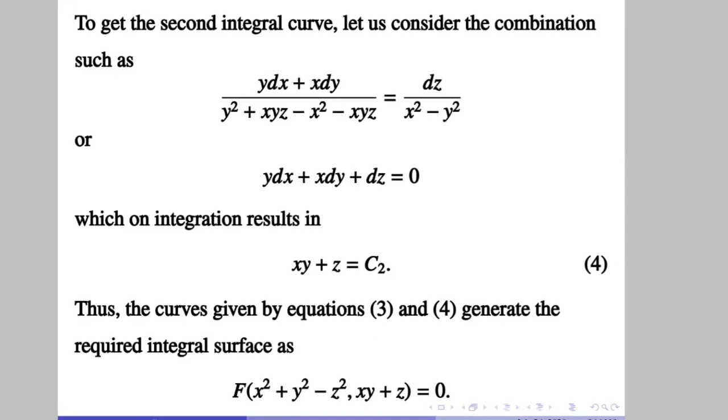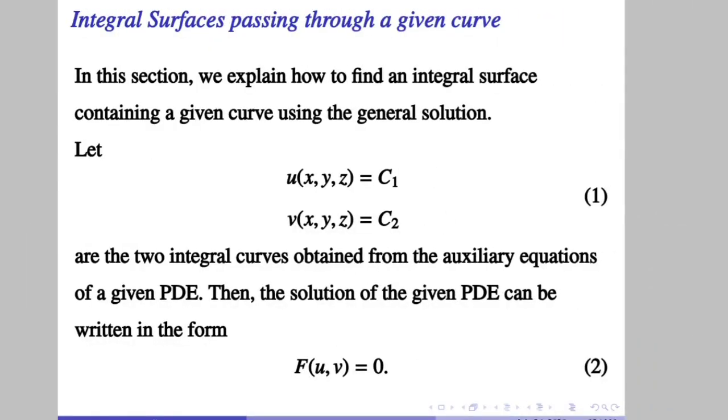To get the second solution, the same way we are combining such a way that it is integrable. So you can integrate this, xy plus z is equal to c2. So then the general solution, the integral surface, is f of x square plus y square minus z square comma xy plus z equal to 0. Next, integral surfaces passing through a given curve.